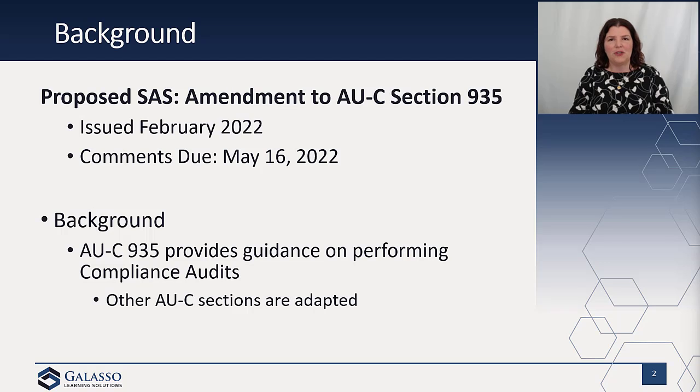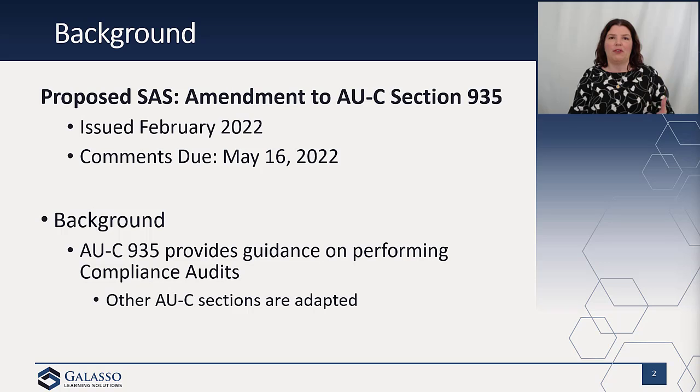And so as a result, when the auditor's performing these types of engagements, they are not looking for material misstatement. They are instead looking for material non-compliance. And so AUC Section 935 provides us with guidance on how to do that as an audit. Because if you think about it, all the other audit sections, 240 is fraud, 315 is risk assessment, those are still applicable to a compliance audit, but we have to change some of the wording. And so 935 helps us understand how other AUC sections are adapted in order to do that, right?